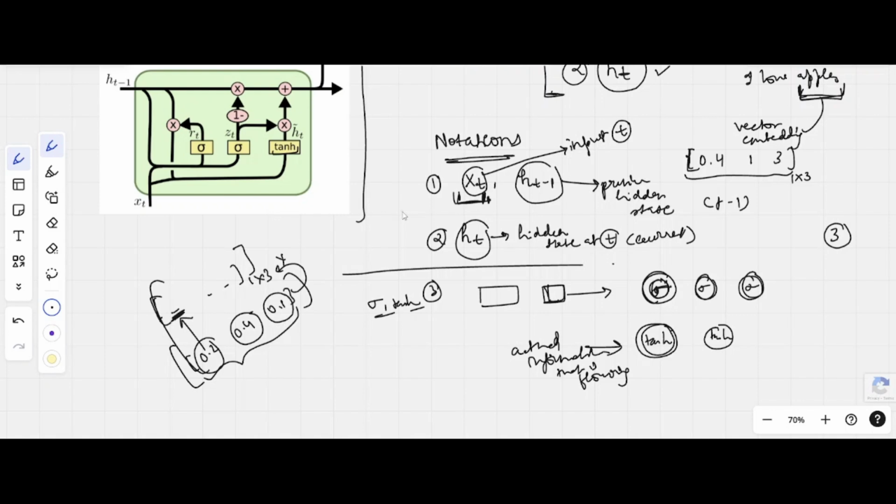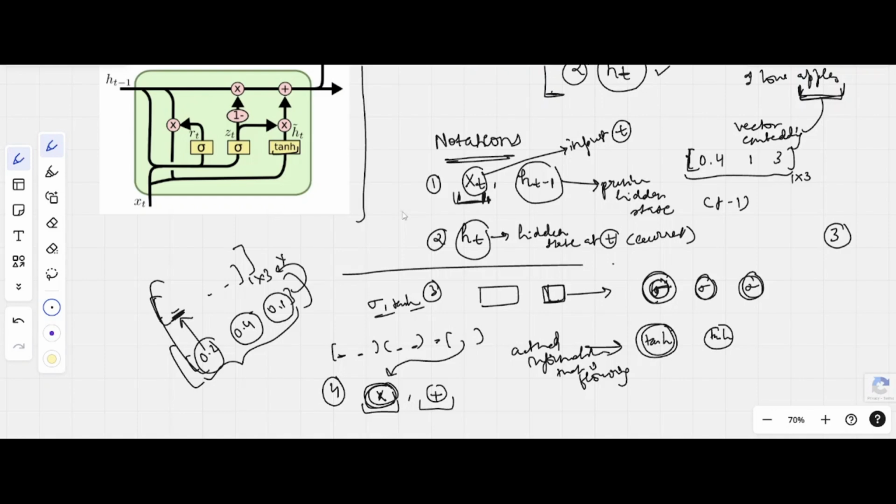Next, we have these pointwise operators. So I think this and this part is already clear. This is pointwise multiplication. So if you have two vectors, then you just multiply the corresponding elements, and the new vector that you get will be the product of pointwise multiplication. Similarly, instead of multiplying, if you add these corresponding elements, then that will be the result of pointwise addition.